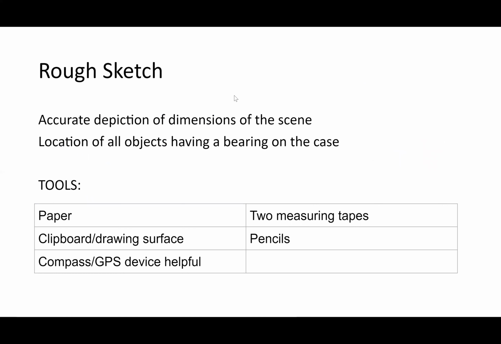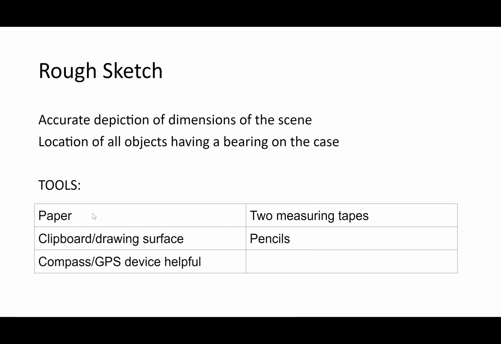You'll start with your rough sketch, which is an accurate depiction of the dimensions of the scene. So you're going to write the dimensions of the scene, even if your lines might not be perfectly to scale, right? Locate all objects having a bearing on the case and also some key features in the room, even if they do or don't have bearing on the case, in order to give you your spatial orientation.